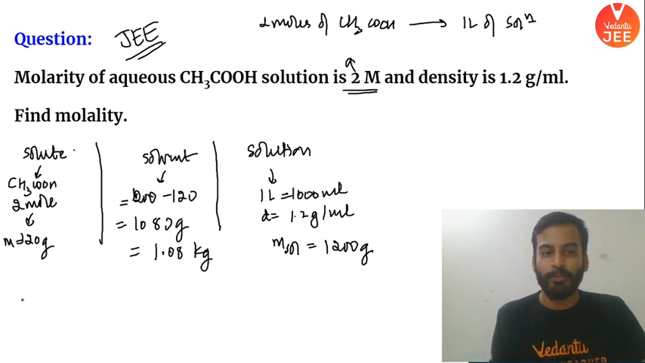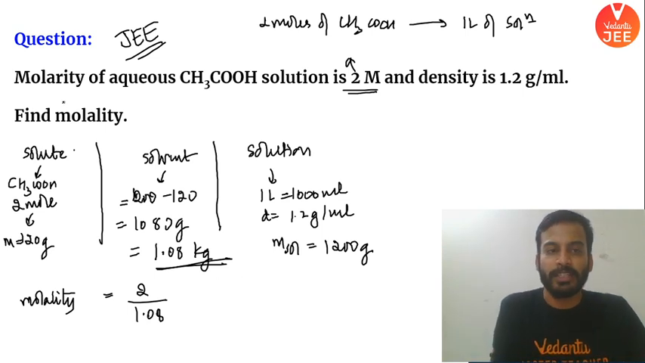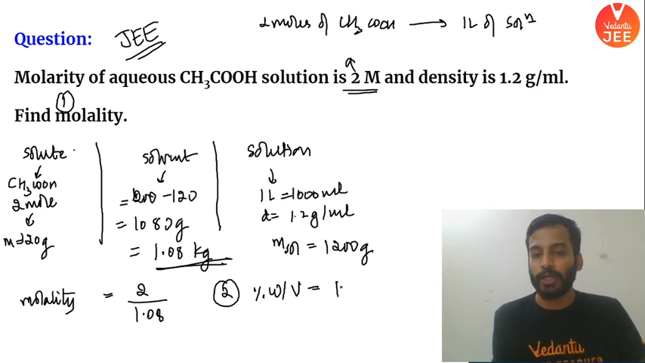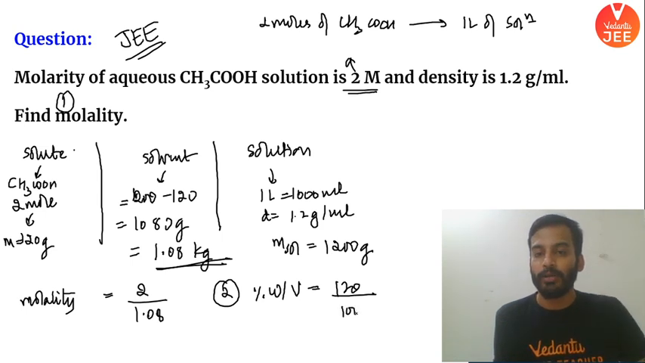Now check this out. Question number 1. Molality निकालो. Molality would be equal to number of moles of solute. How many moles are there? 2 divided by weight of solvent in kg, 1.08. This is your answer. Let us say this is part number 1. If I would have asked you part number 2, percentage W by V batao. Amount of solute in gram, that is what? 120 divided by volume of solution in milliliter, that will be 1000, into 100.